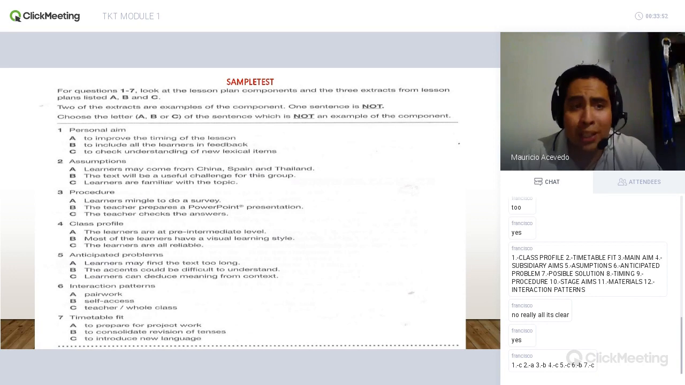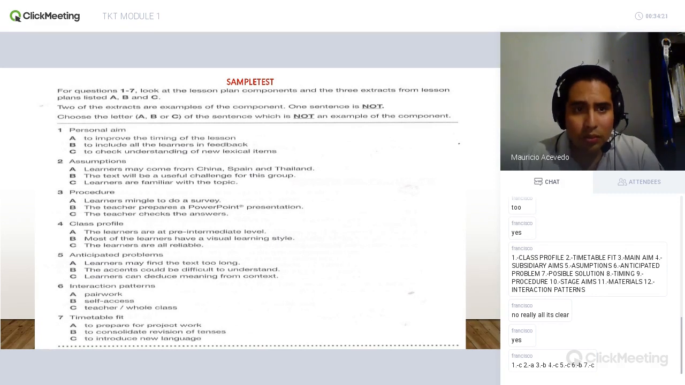Okay, for you, personal aim is C, to check understanding of new lexical items. Yes, because it's not something that you improve as teachers, right? Remember that these are for us. So it's not a procedure, it's what you need to improve. Number two, assumptions. You say A, learners may come from China, Spain, and Thailand. I don't know, maybe this can be an assumption in a context, Francisco.